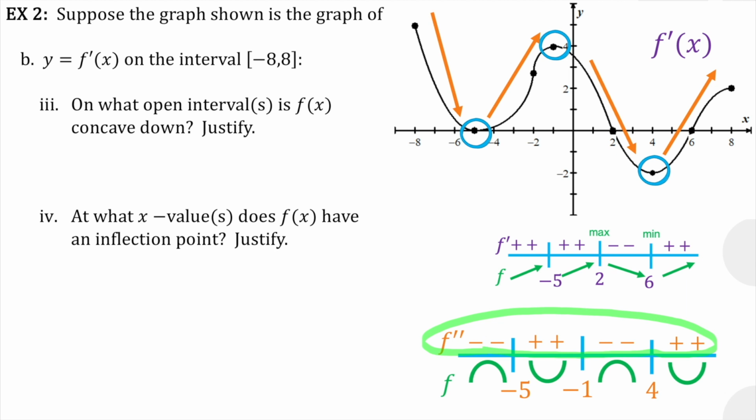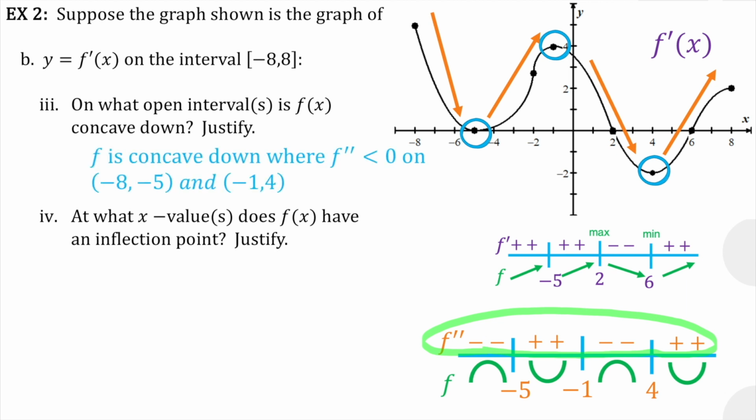Now let's finish answering our questions. On what intervals is f of x concave down? Well, we can just look at our picket fence, and we can see from -8 to -5 and -1 to 4. That's where f double prime is negative.